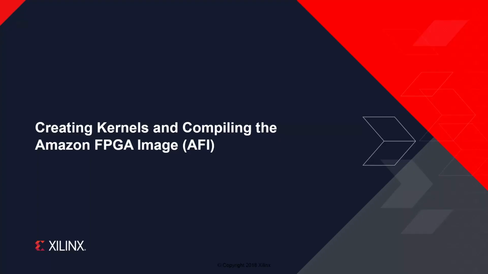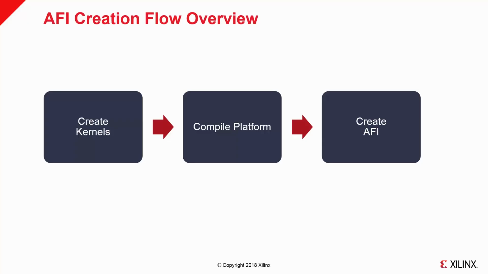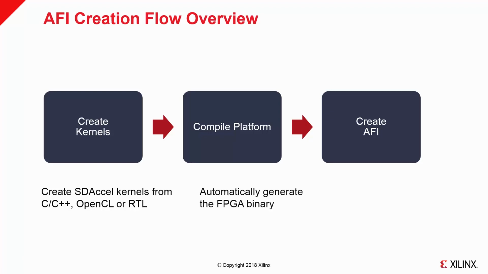In this section, we'll cover creating kernels and compiling the Amazon FPGA image. The AFI creation process is broken down into 3 steps. First, the kernel creation phase. Here you'll be using SDAccel to create kernels from either C, C++, OpenCL, or RTL models. Next, you'll be compiling the platform. Here, the SDAccel compiler is used to link together the previously created kernels with other required hardware components and generate the FPGA binary. Finally, a special AWS service is used to create, encrypt, and register the AFI. We will now look at these steps in closer detail.